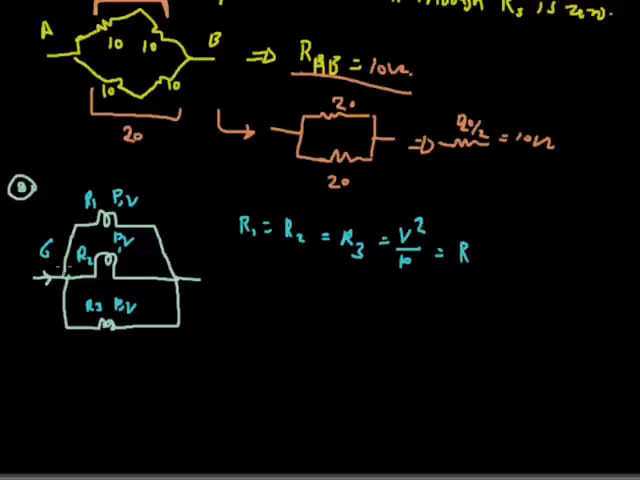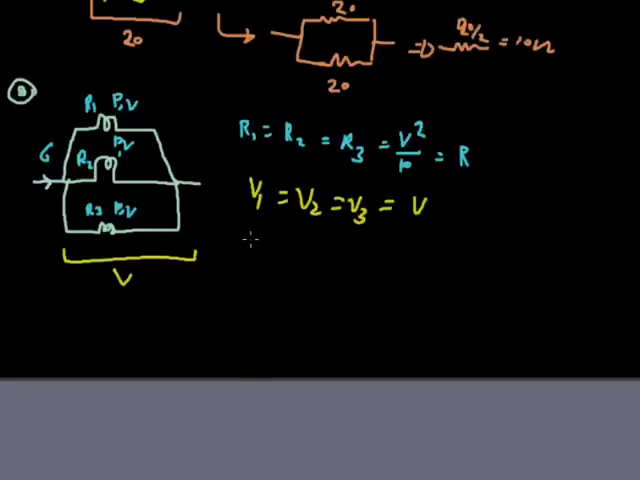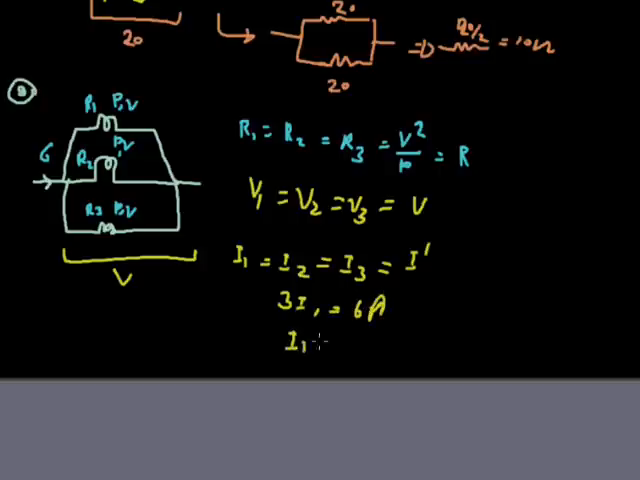Now when all three bulbs are connected in parallel, the voltage drop across this combination will be equal. So V1 equals V2 equals V3, and that is equal to V. So the current will be equally divided. So I1 equals I2 equals I3, equal to I dash, and 3 I dash should be equal to 6 ampere. So I dash will be 2 ampere.